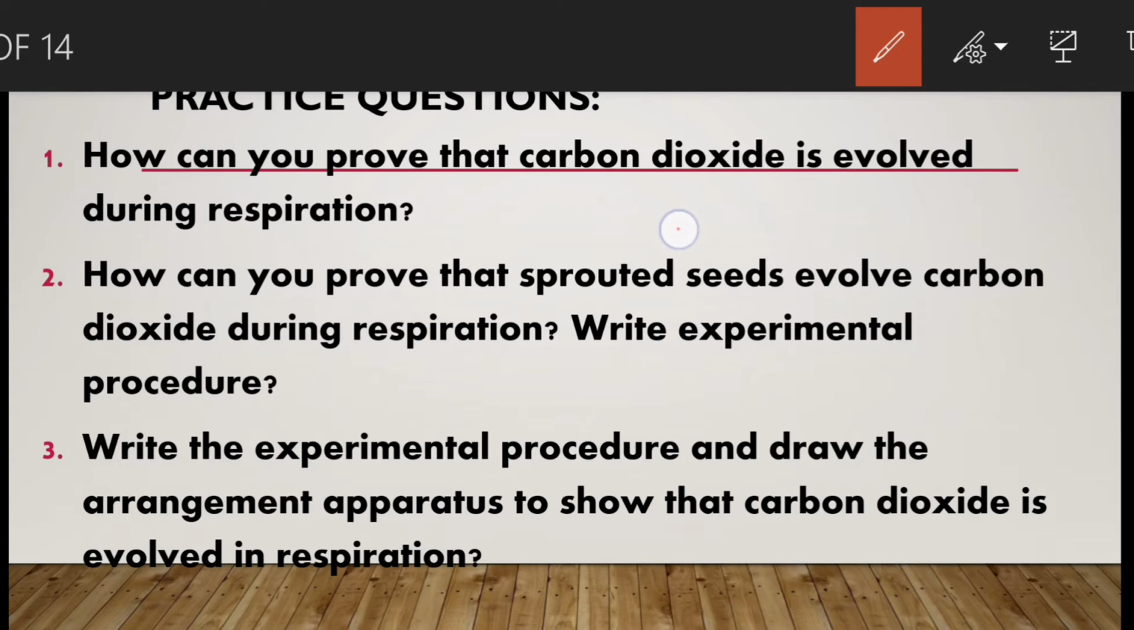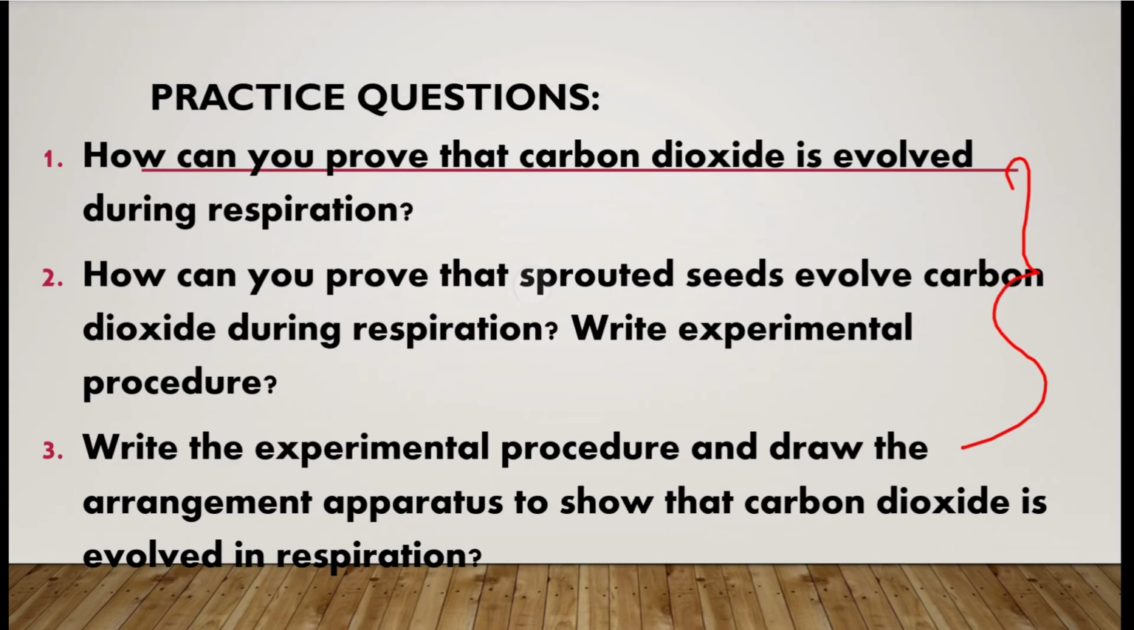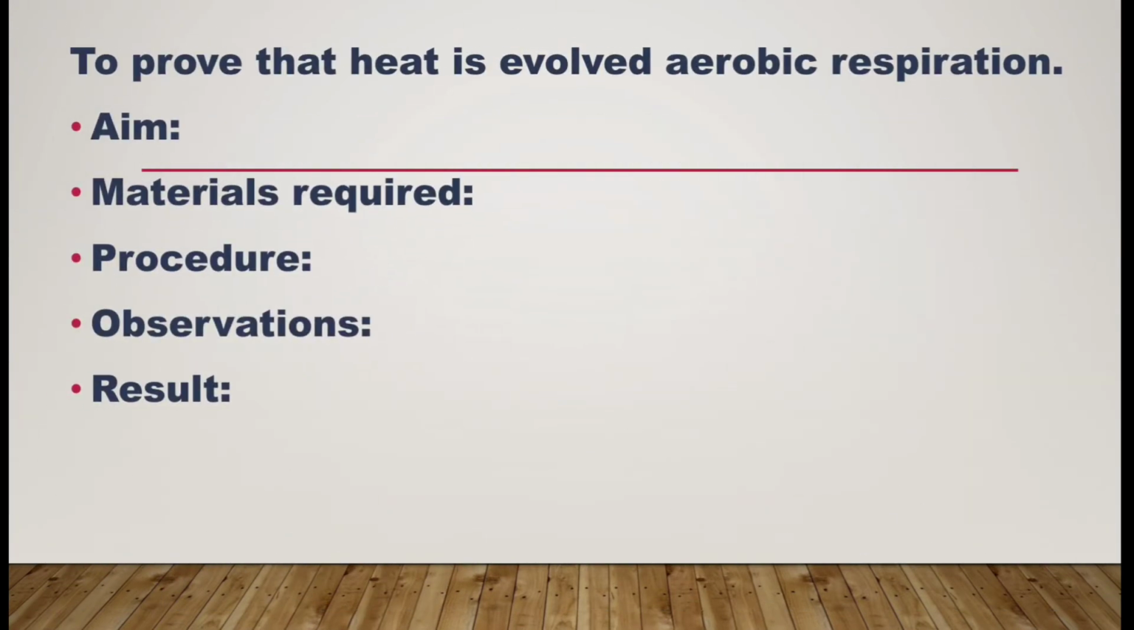By using lime water, we can prove that whenever the lime water turns milky white, with a white precipitate, carbon dioxide is produced during respiration. And write the experimental procedure and draw the arrangement of apparatus to show that carbon dioxide is evolved during respiration. These are three types of questions, but the answer is the same. So the next experiment is to prove that heat is evolved during aerobic respiration.